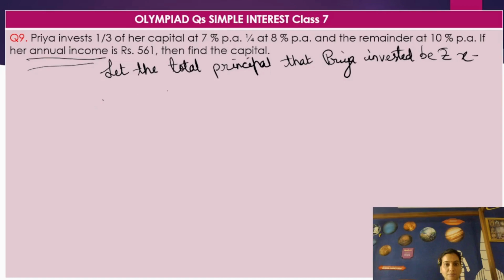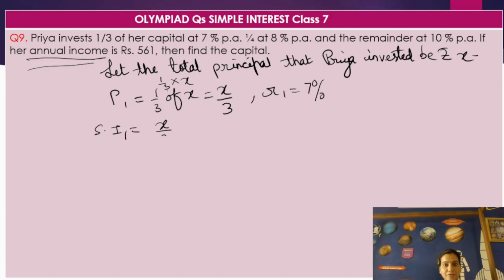Let the first principal amount be 1/3 of X. So it is definitely X/3, because what is 1/3 of X? It is 1/3 into X, right? So it is X/3. The rate of interest is 7, already given as 7% per annum. So we'll find the simple interest. That will be X/3 into 7/100, and the time period is 1, so no need to write it. So it will be 7x/300.